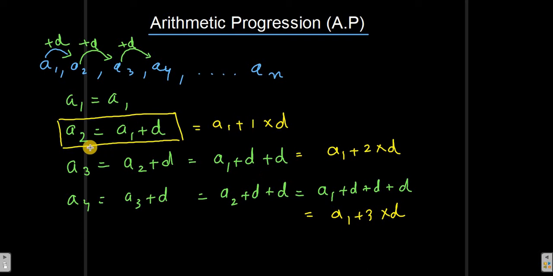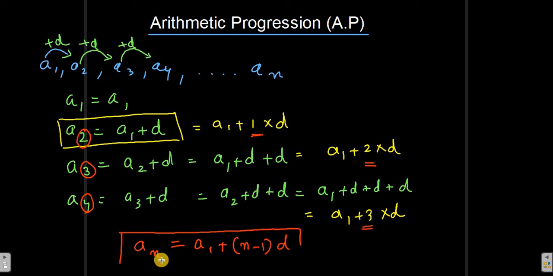What pattern do we see here? Here we have 2, that is a2, and we are multiplying 1 with d. Here we have a3, and we are multiplying 2 with d. If it is 4, then we are multiplying 3. So if we generalize this point with an, we can write it as a1 plus n minus 1 into d. So an is equal to a1 plus n minus 1 into d.